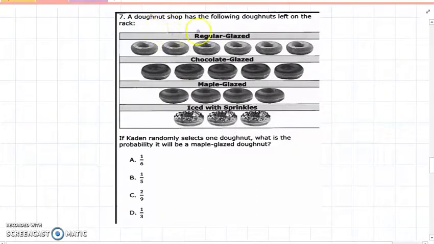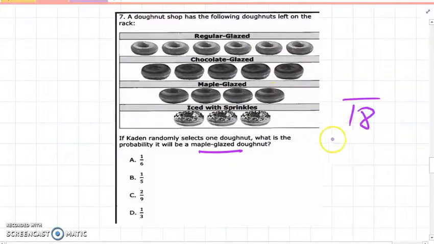7. A donut shop has the following donuts left on the rack. If Karen randomly selects one donut, what is the probability that it will be a maple glaze? So what's the probability of maple glaze? Well, first of all, what's the total donuts? There's 3, 6, there's 5 here, 4, 3. So that's what? 6, 11, 15 is 18.